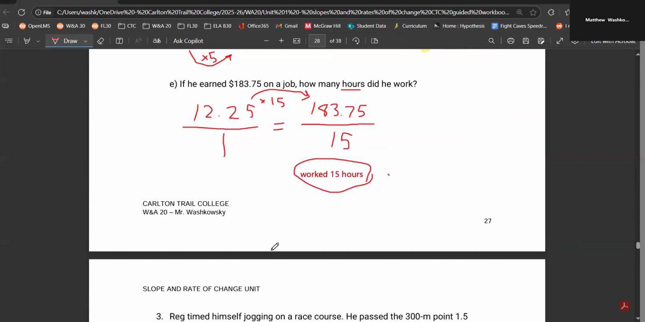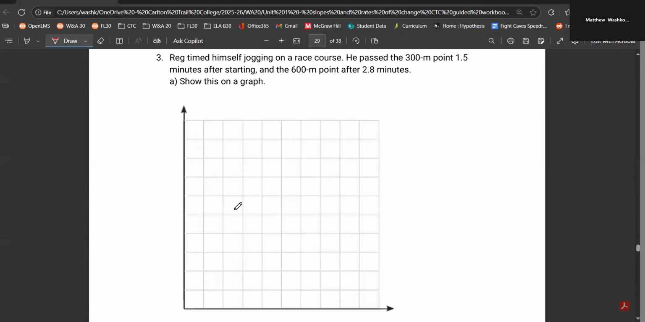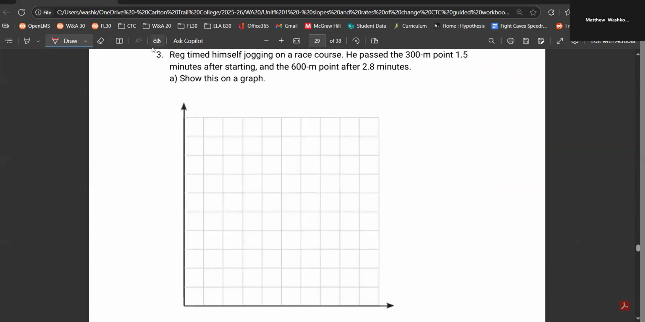Okay, last one. Try and draw this yourself. Don't just rely on me. Try and draw it yourself. Use pencil. Okay, so Reg timed himself on a race course. He passed the 300-meter point at 1.5 minutes after starting and the 600-meter point at 2.8 minutes. Show this on a graph.